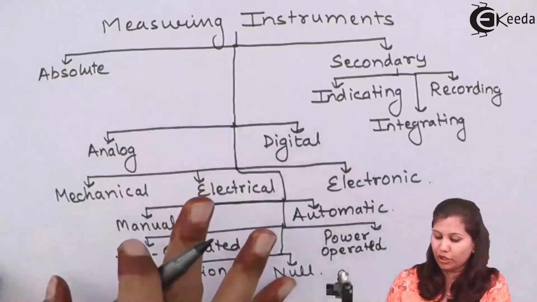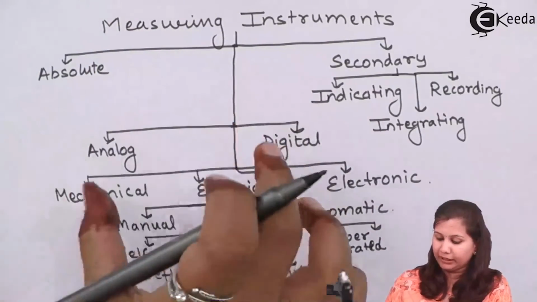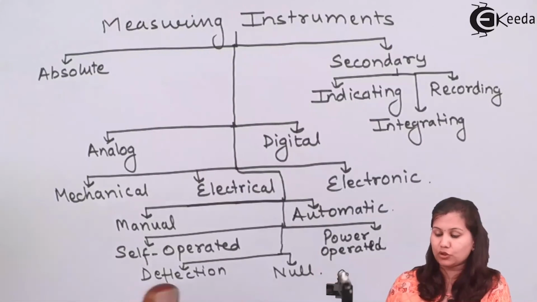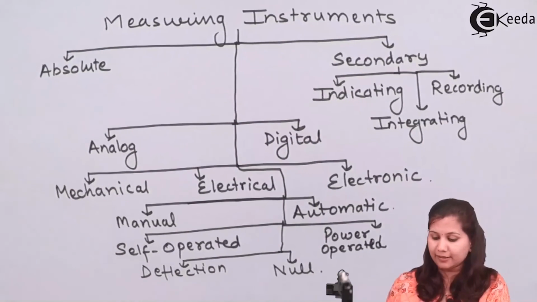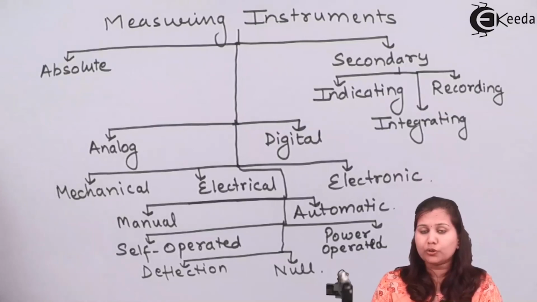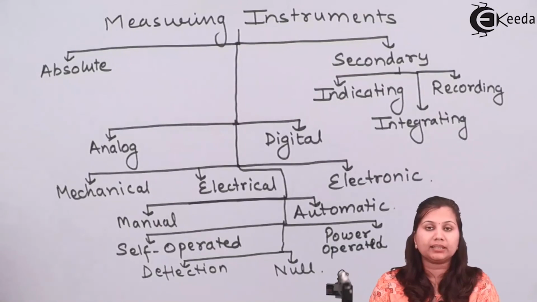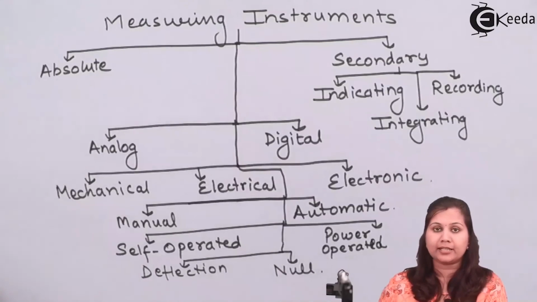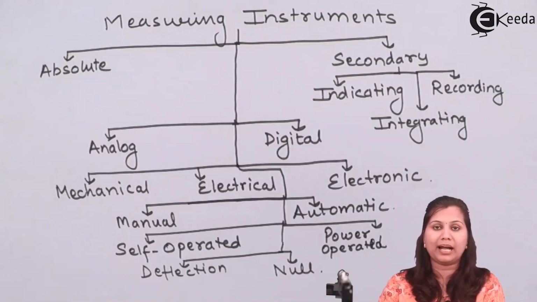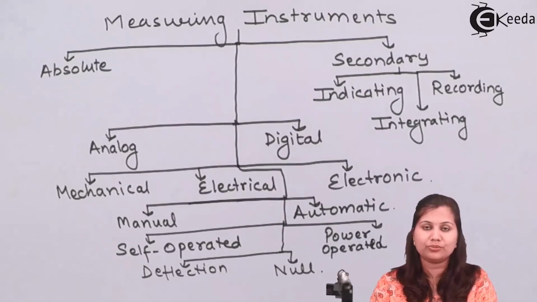This is the flow chart for it. Different classifications are there based on different criteria. So in this video we studied the classification of the measuring instruments. We studied the different categories of measuring instruments. So I hope that this topic is clear to you. Thank you.